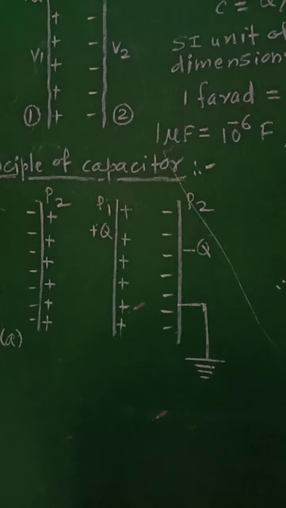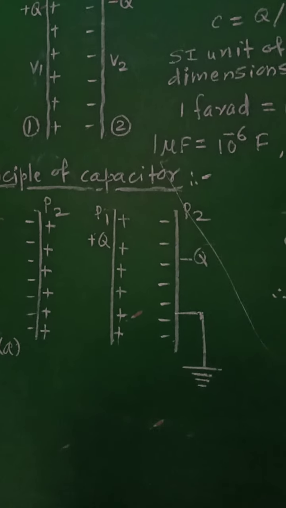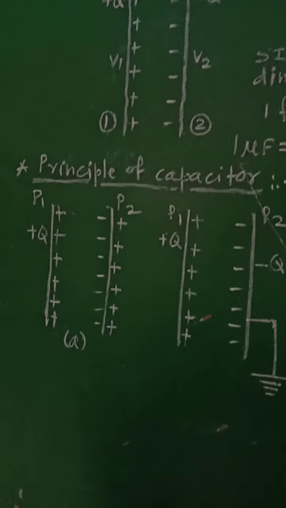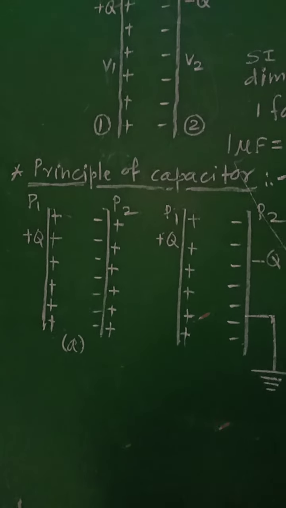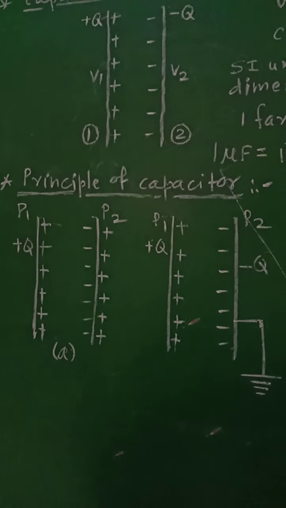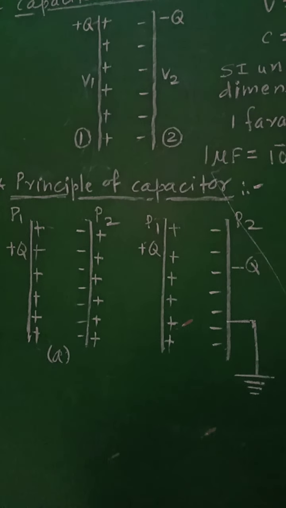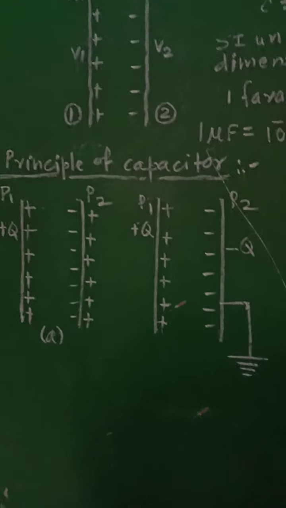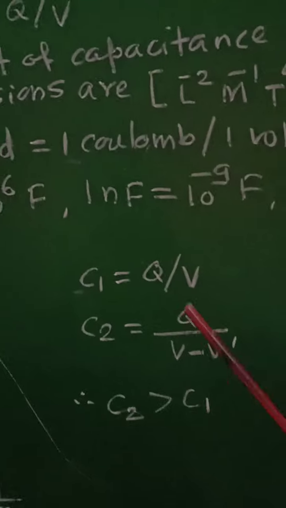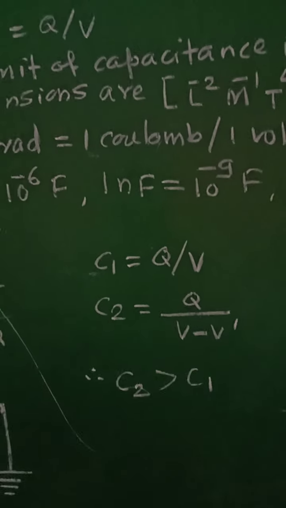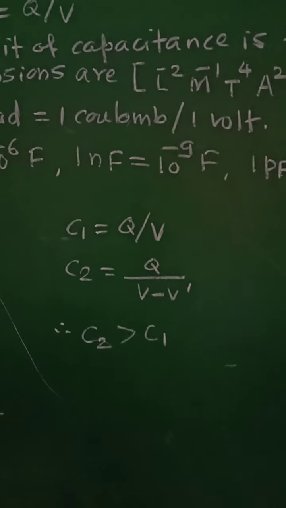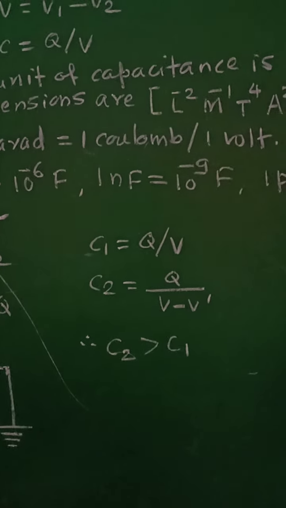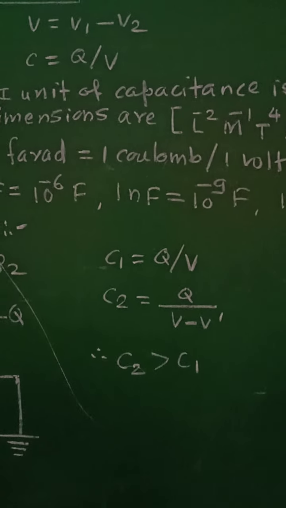For that purpose, consider a metal plate P1 having area A, charged with plus Q charge. Let phi be its potential. The capacity of this plate will then be given as C1 equal to Q by V, where Q is the charge on that plate and V is the potential of that plate P1. Therefore C1 equals Q by V.